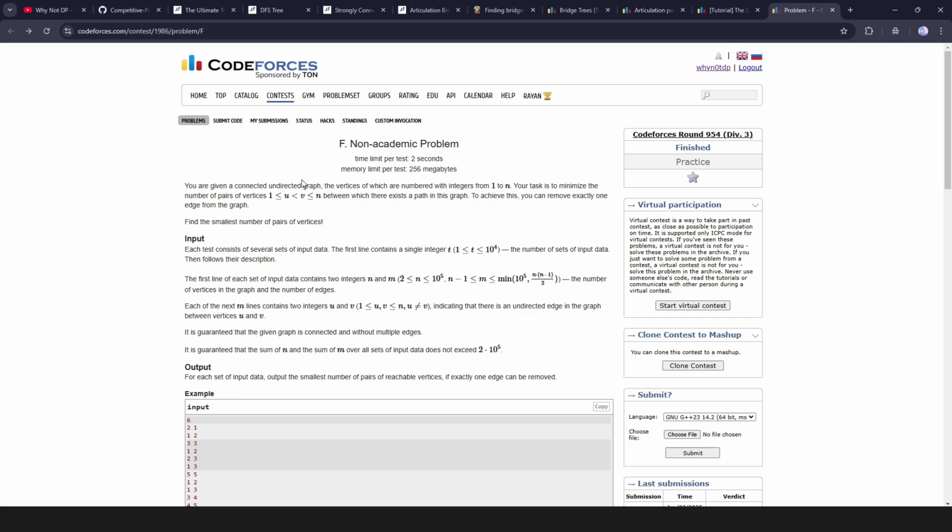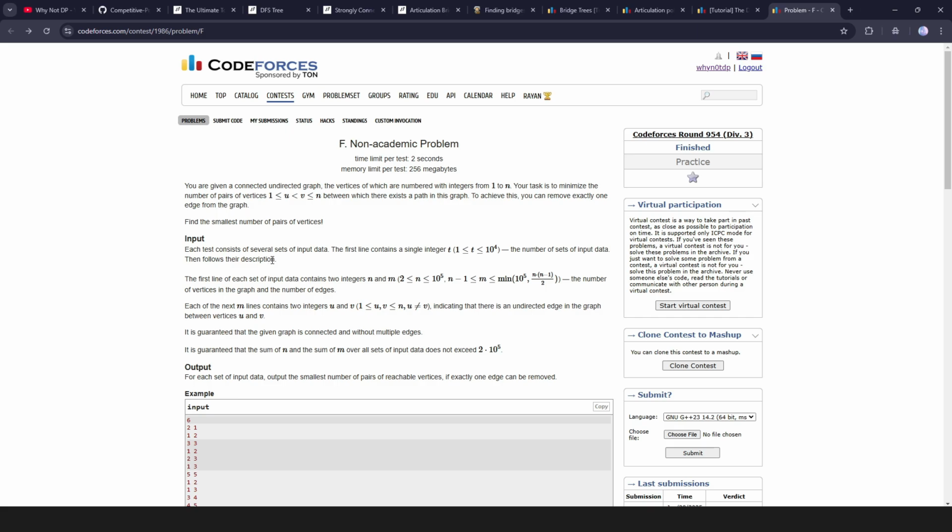So the problem reads like this, that we are given a connected undirected graph and the vertices are numbered from 1 to n. So our task is to minimize the number of pairs of vertices, obviously they will lie between 1 to n, between which there exists a path in this graph. So to achieve this, you can remove exactly one edge from the graph, and then we have to find the smallest number of pairs of vertices. So I will explain to you very soon on the blackboard what this means.